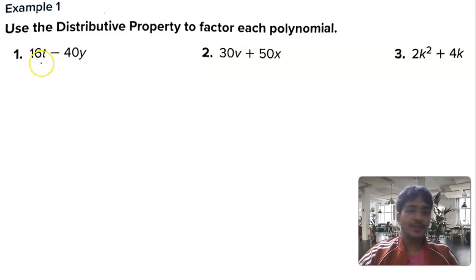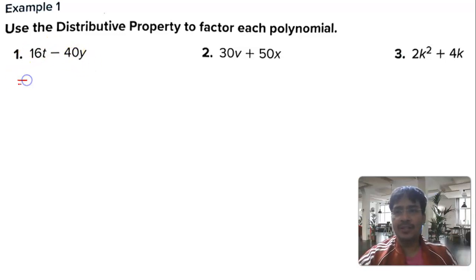Hello guys, in this video we are going to look at the use of distributive property to factorize polynomials. You can see the first question here. We need to factorize this. Factorize means we need to put it as something multiplied with some bracket.